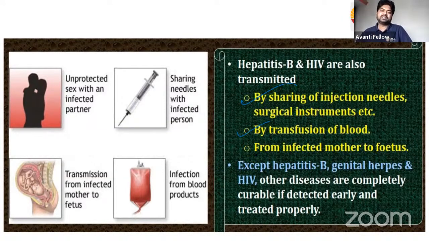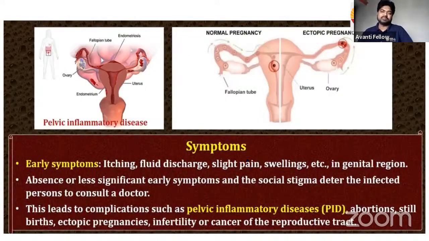Next is infection from the mother to the fetus. Here hepatitis B, genital herpes and HIV are not completely curable, but other diseases are completely curable. Okay. So what are the symptoms of the disease?